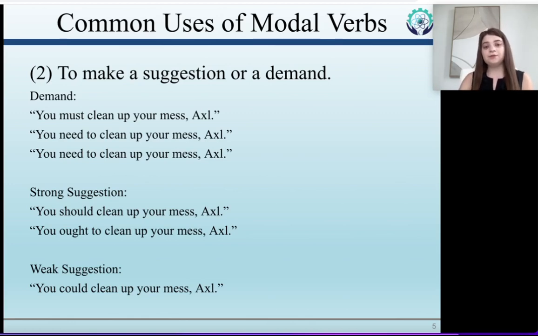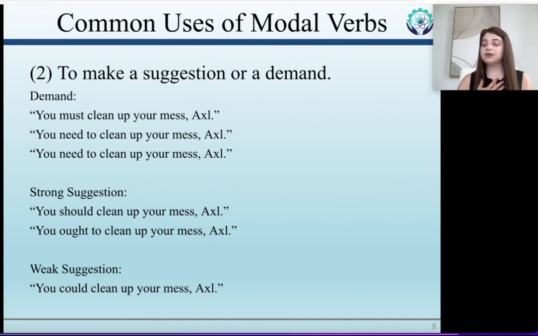Right now, what about a weak suggestion? Right? What if we recognize that maybe a strong suggestion in our scenario doesn't really make sense here, and we're going to make a weak suggestion? Right? Maybe we're not Axel's parent, we're not Axel's boss, we're a coworker of Axel, and we don't feel it's appropriate, as a coworker, to demand him to clean up his mess. Right? Perhaps that's the job of his boss.